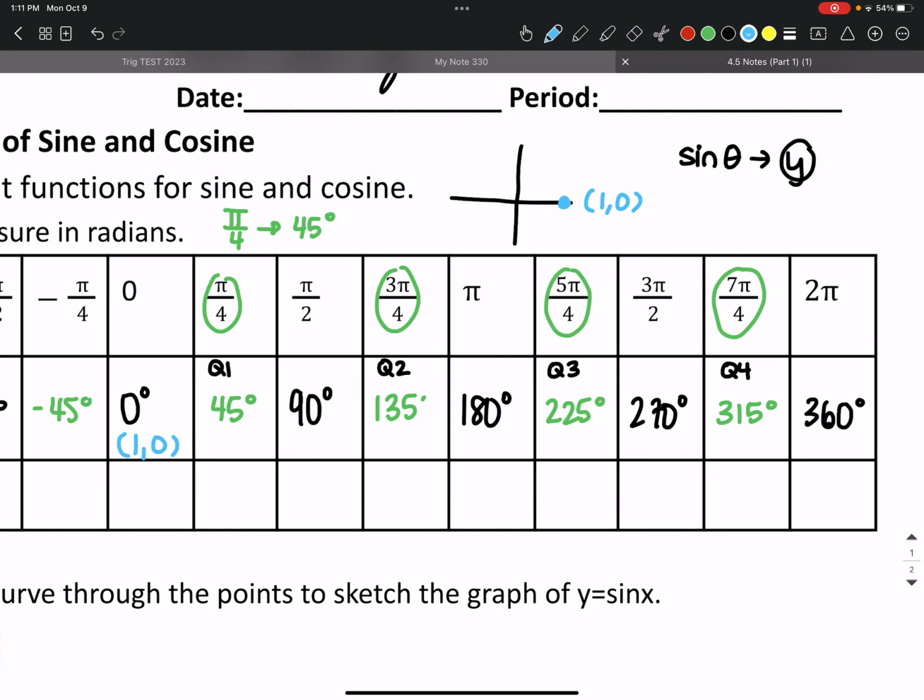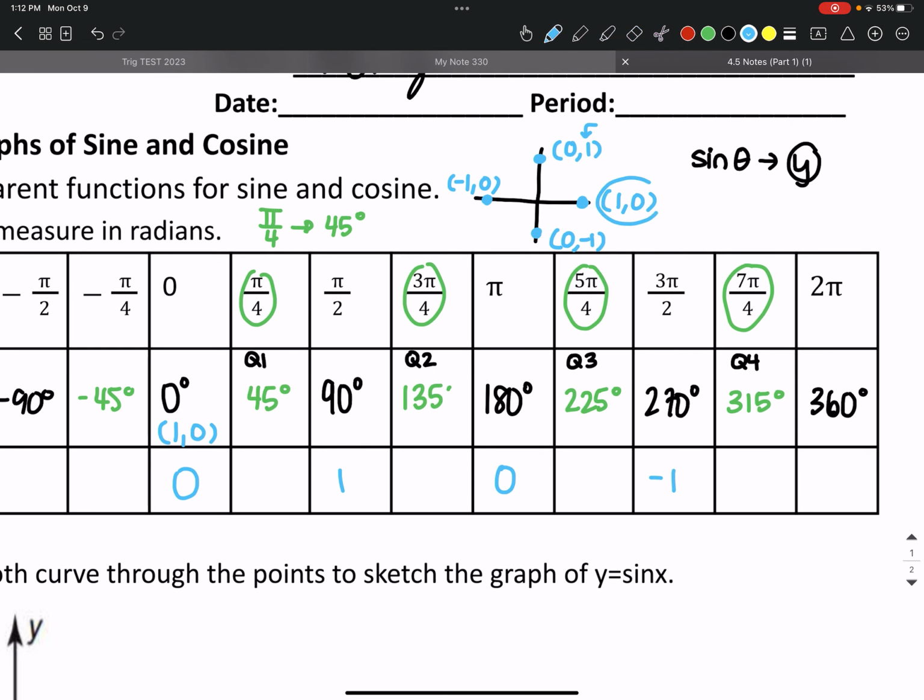So if I do sine of 0, I'm going to get out 0. If I do sine of pi over 2 or sine of 90 degrees, I'm going to be at the point 0, comma 1, and my output would be 1. If I do sine of pi, I know that I'm looking at the point negative 1 comma 0, so my output is 0. And if I'm at 270 or 3 pi over 2 and I do sine of that, I'm going to be at the point 0 comma negative 1, and my output is negative 1. And then if I do sine of 360, I'm back here, and my y value in that point is 0.